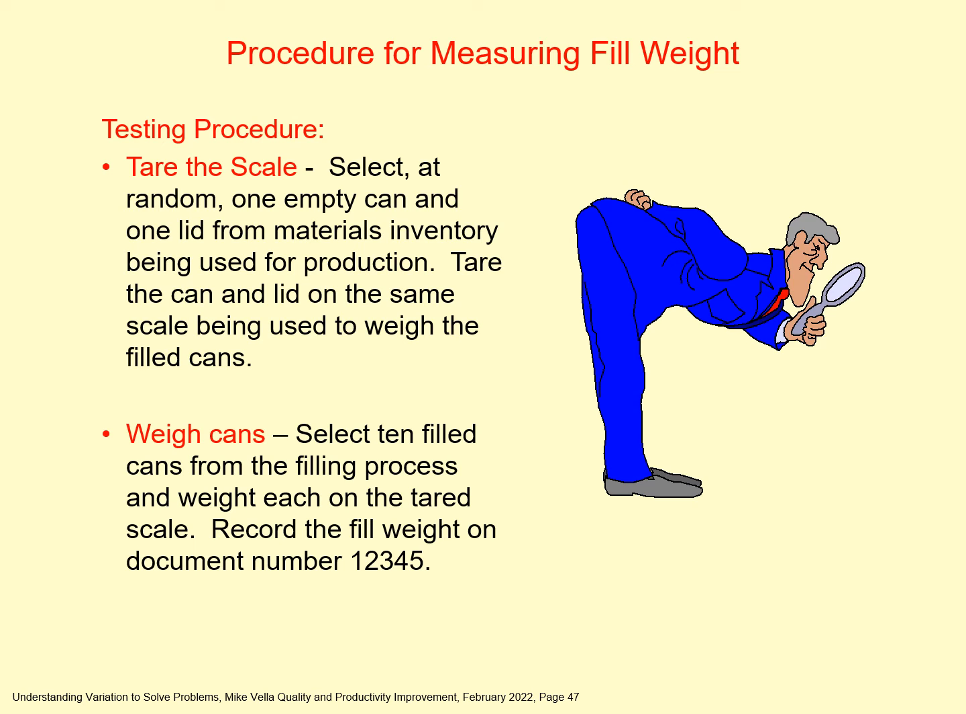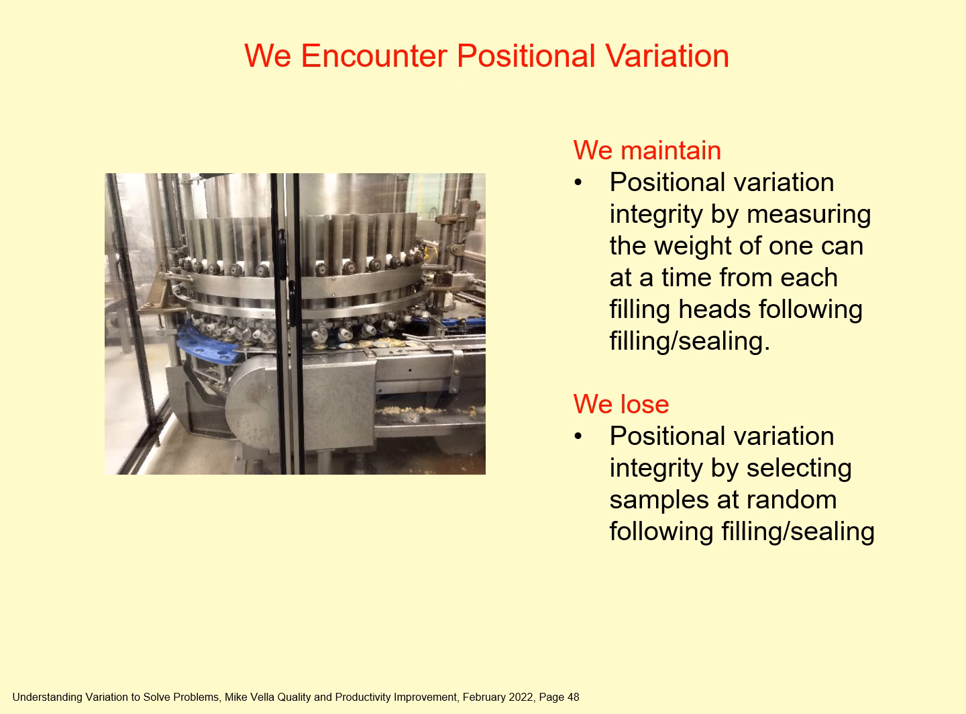You're going to select 10 cans at random from the process while it's operating, and you're going to record the weight, give yourself an average weight, and also be able to measure the variability of that sample, and you record it on some kind of document, perhaps in your SPC, statistical process control record software. So now we're talking about examining that common cause variability.